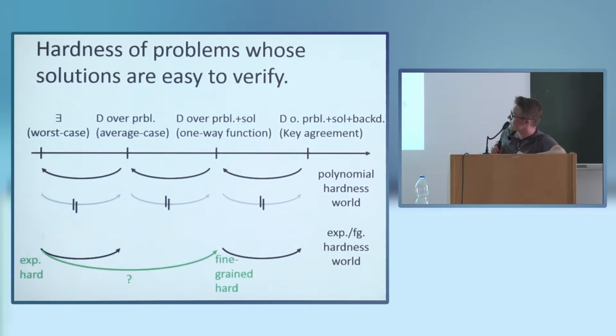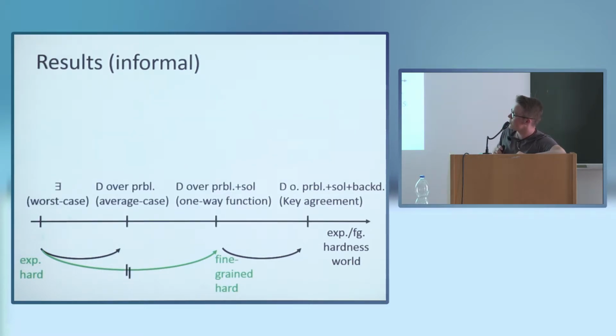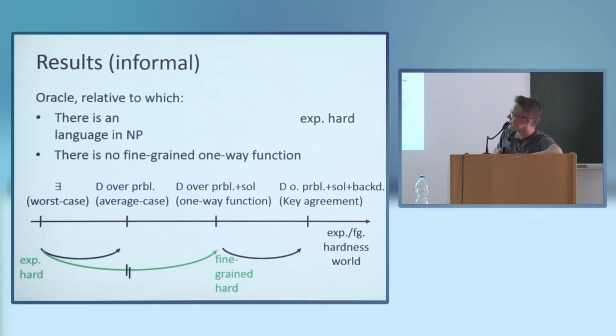So preferably, it would be nice to prove from the exponential time hypothesis that fine-grained hard one-way functions exist. And what we essentially show in this paper, which is work in progress and not published yet, is an oracle result relative to which there is an exponentially hard language in NP, and there is no fine-grained one-way function.